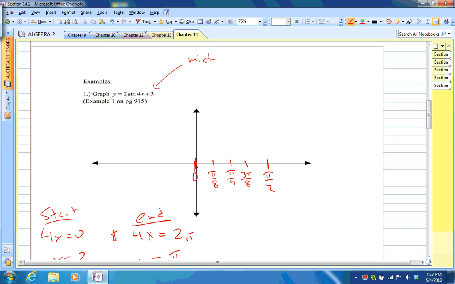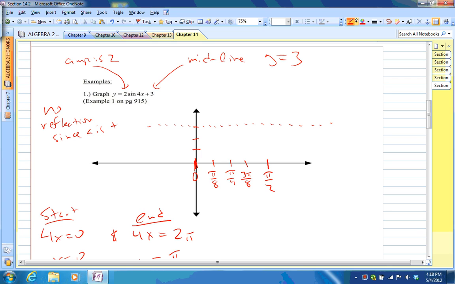The midline will be at y equals 3. The amplitude is going to be 2. And there's no reflection, since A is positive. So that's 1, 2, 3, 4, 5.